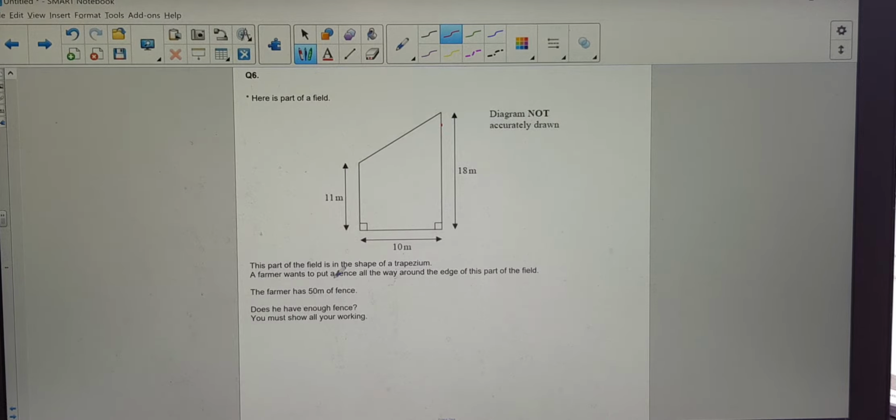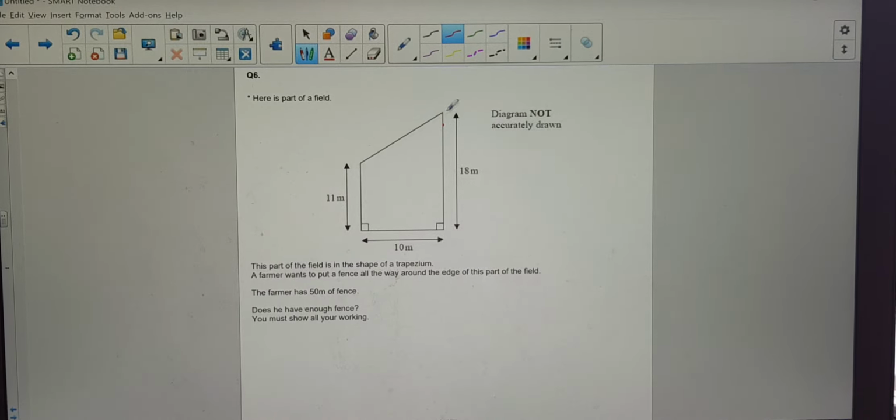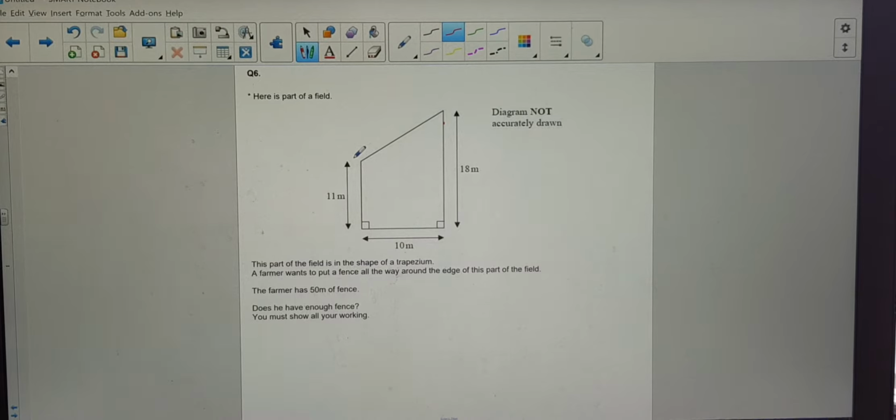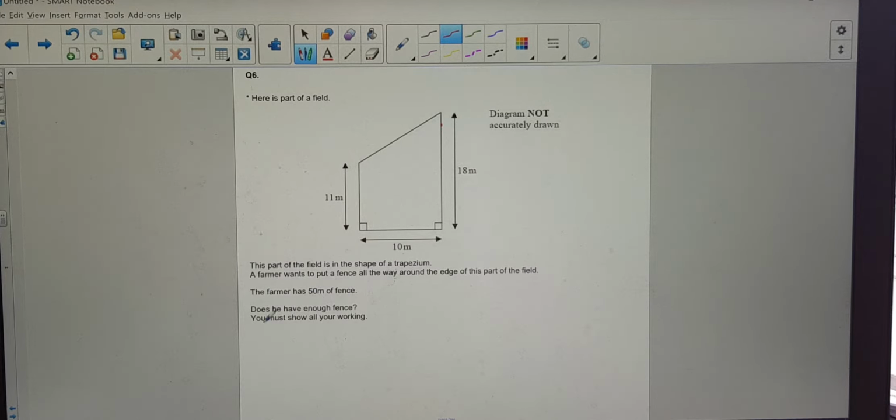A farmer wants to put a fence all the way around the edge. The distance around the edge of a 2D shape is called the perimeter. Therefore, I think this is a perimeter question, around the edge of this part of the field. The farmer has 50 meters of fence. Does he have enough fence? You must show your working.